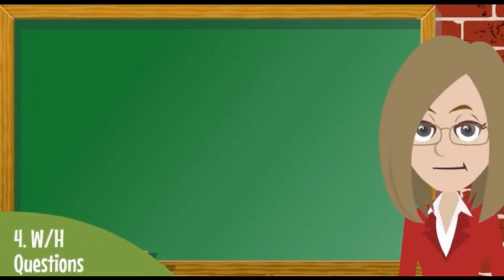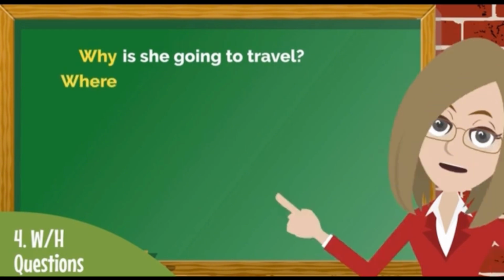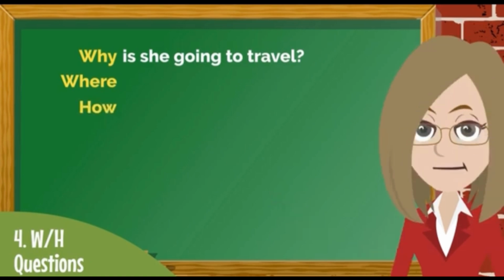To make a WH question with the future tense, start with a yes, no question. Then, add a WH question word at the beginning of the sentence. For example, why is she gonna travel? Where is she gonna travel? How is she gonna travel? When is she gonna travel?